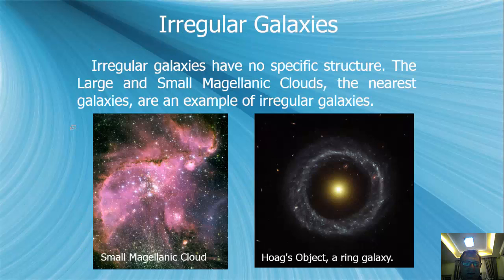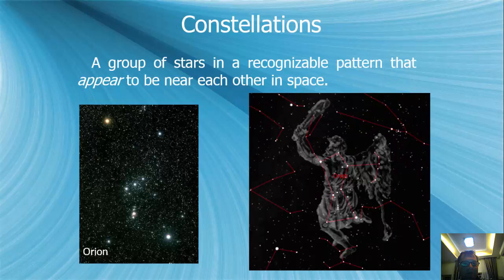So, elliptical galaxies. And we also have irregular galaxies. These seem to have no specific structure. We've got examples of the large and small Magellanic Clouds, the nearest galaxies to us, and these are an example of an irregular galaxy. We've also got a ring galaxy, Hoag's object. But as we see, if we look at the classification of galaxies, there's a real range of different shapes.